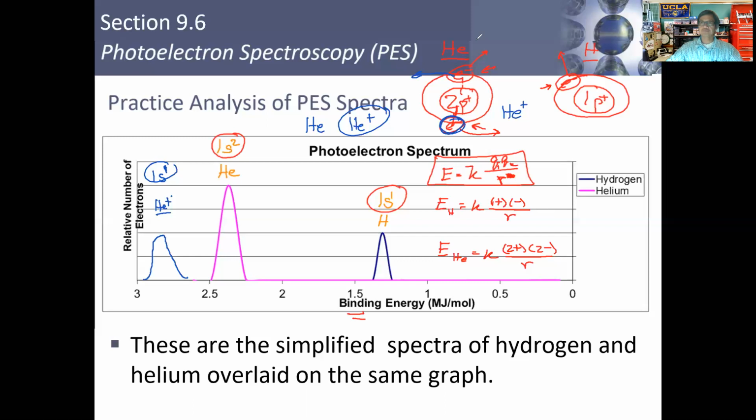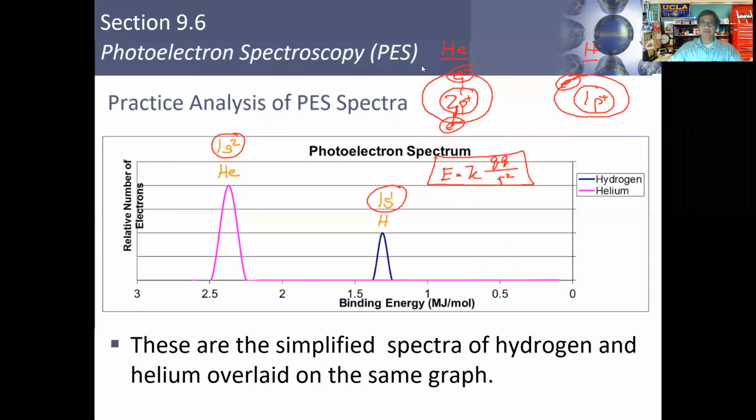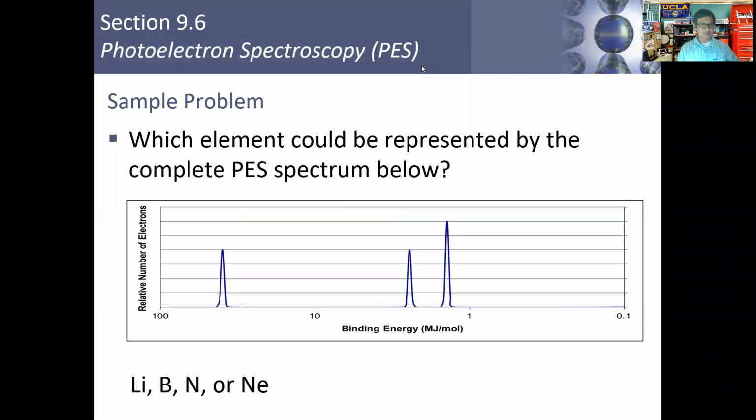And so let's continue on then. Let me clear this out here, and let's take a look at another one. Let's just practice this more. Like I said, let's practice more spectra here. All right, so I give you a spectrum here, and this spectrum represents one of these four atoms.